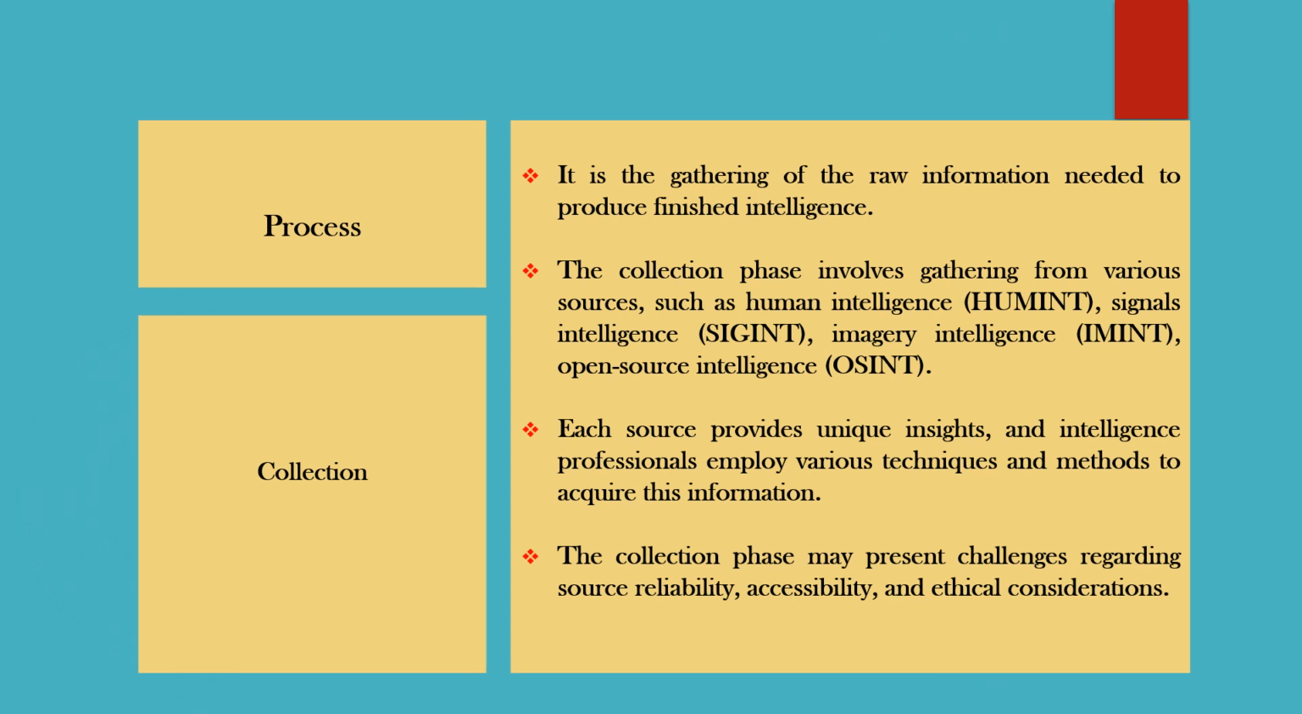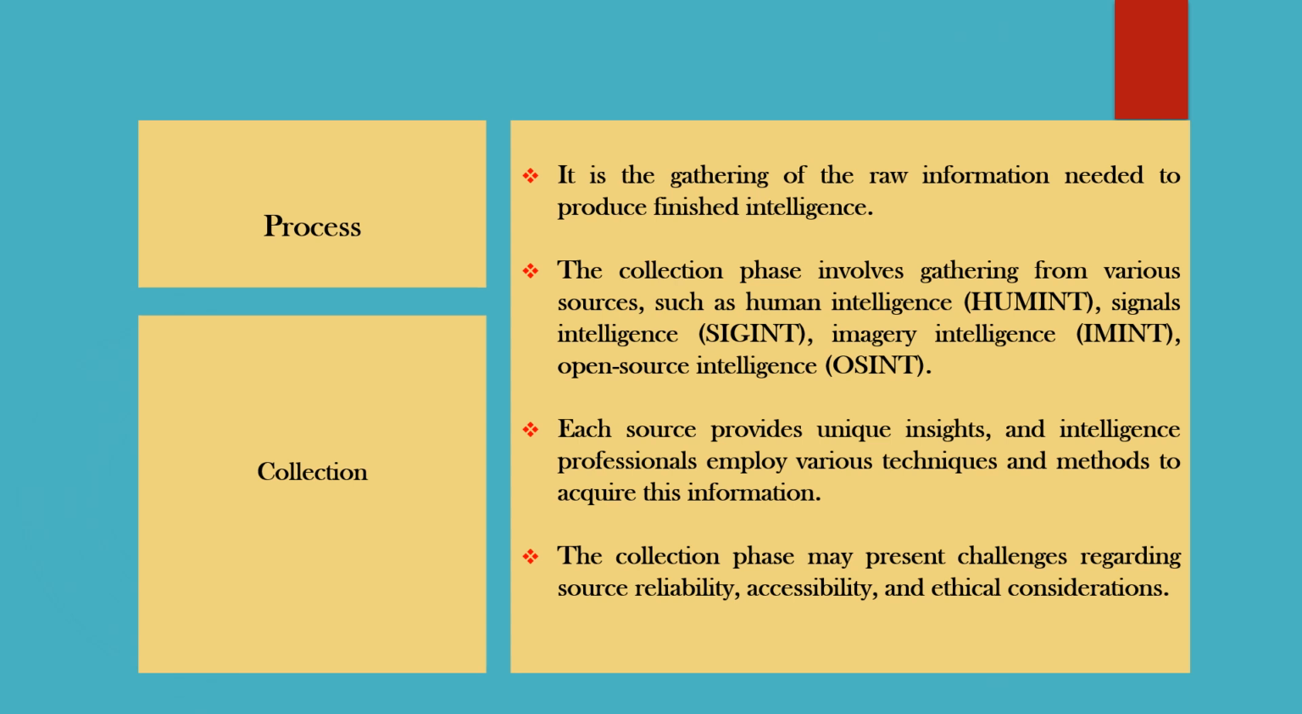Another important phase of the intelligence gathering process is the data collection stage. And this is the gathering of the raw information needed to produce finished intelligence. And we noted the other time when we were looking at methods of intelligence gathering that the collection phase might include gathering information from various sources. We have human sources, we have signals intelligence sources, we have imagery intelligence sources, and also we have open source intelligence. All these are possible areas from which we can collect intelligence information.